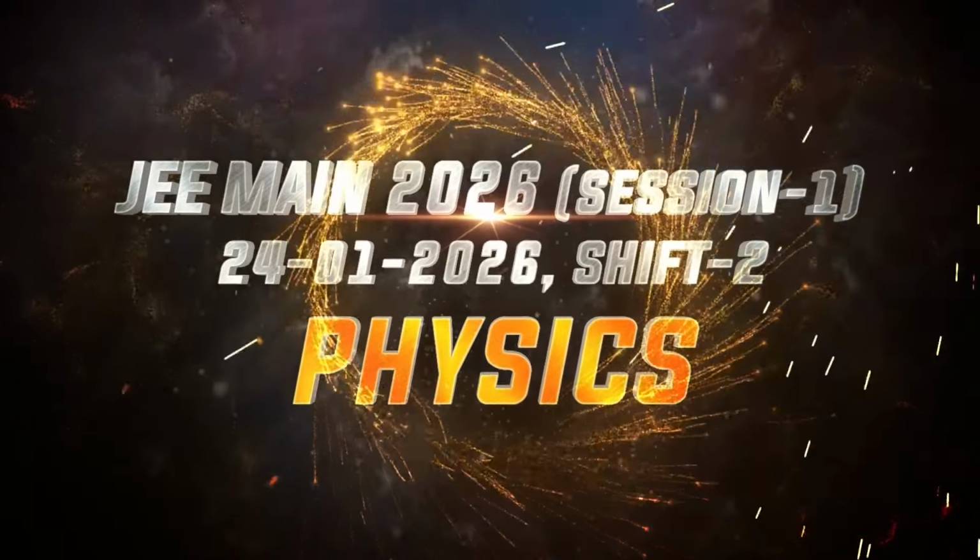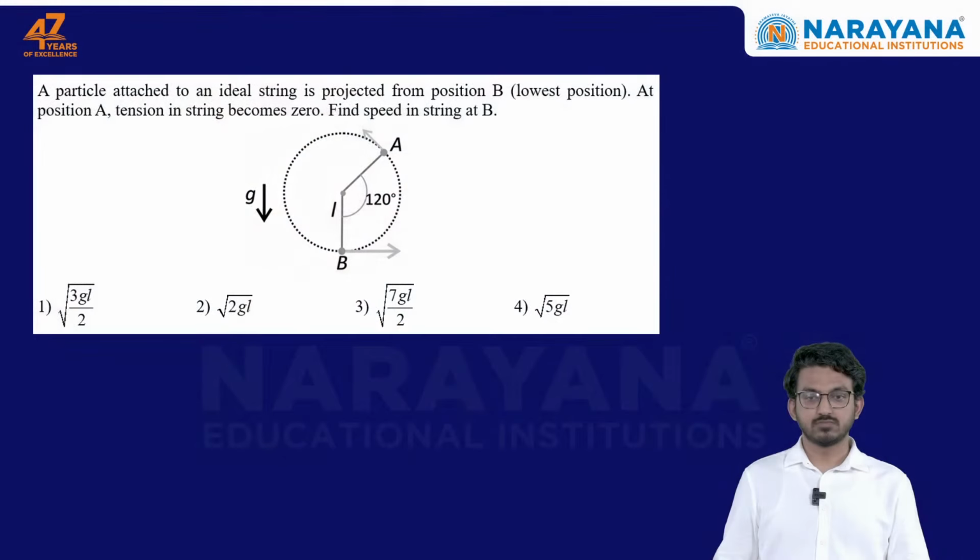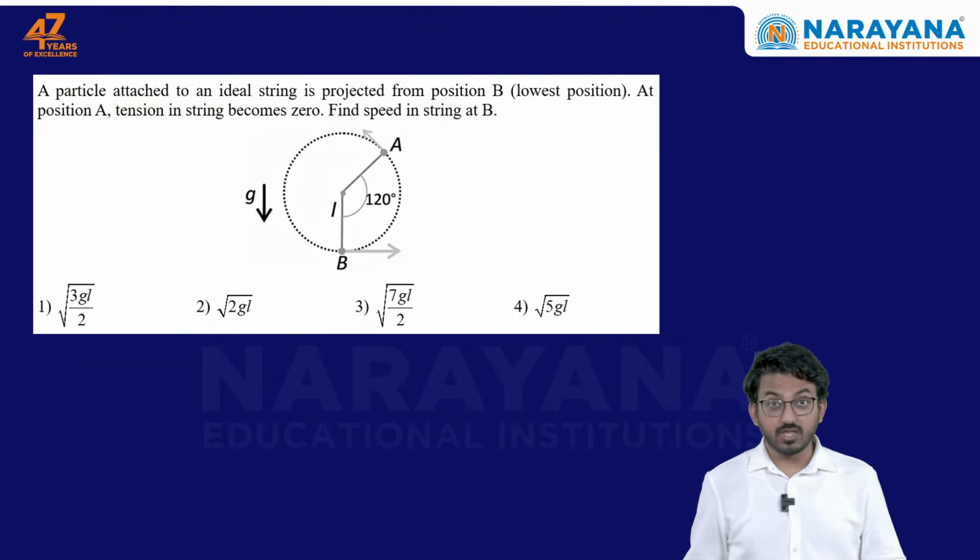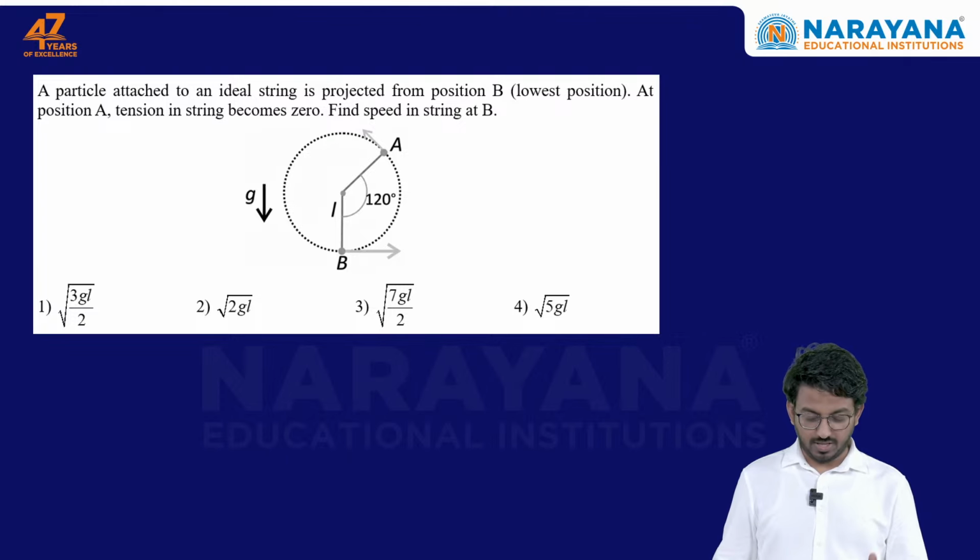Let's move to physics. Hello everyone. So here with the remaining memory based questions. This shift is a bit on the difficult side. So let's see the questions here. They are saying, what is the minimum velocity required at point B so that the tension becomes 0 at point A.